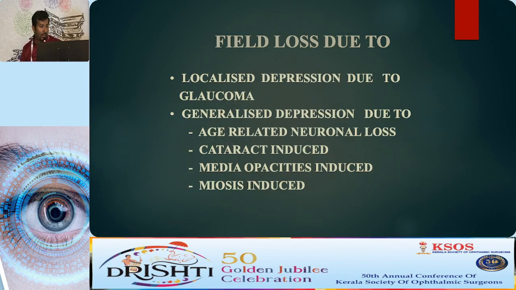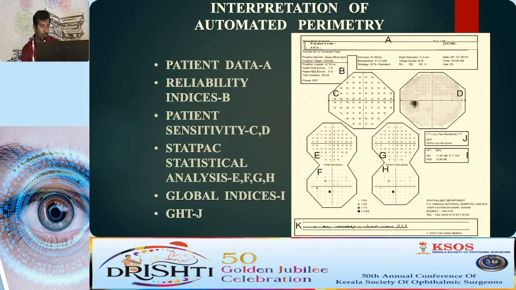And I will show you that localized ones are for glaucoma, generalized can be due to cataract or media opacities or even miosis. This is how a field looks like. So first section is the patient data section, and then the reliability indices and the patient sensitivity. So this is the raw data and this is the representation. And then there is of course the pattern total deviation here and the pattern deviation here. And then you have the global indices, visual field index and all that, and the glaucoma hemifield test.